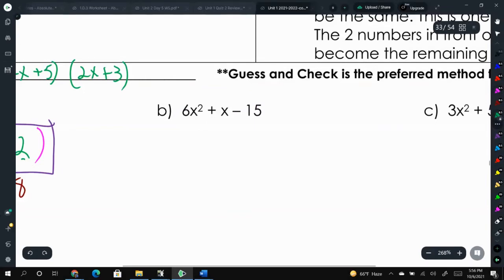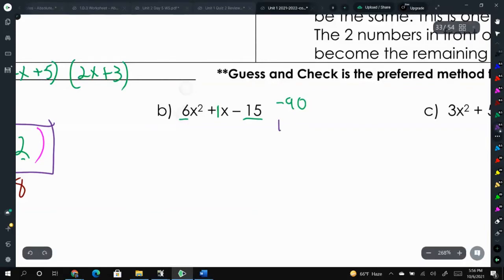What we need to do for factoring by grouping is multiply 6 and negative 15. So in my calculator, if I type that out, 6 times negative 15 is negative 90. Let's write that over here. So I need two numbers that multiply to negative 90, but when I add them, I get this positive 1 that we had in front of x.